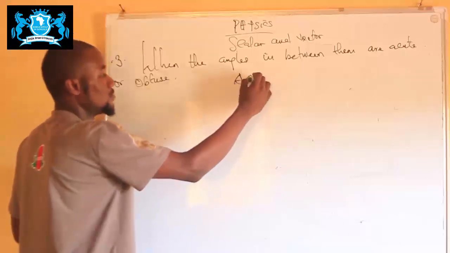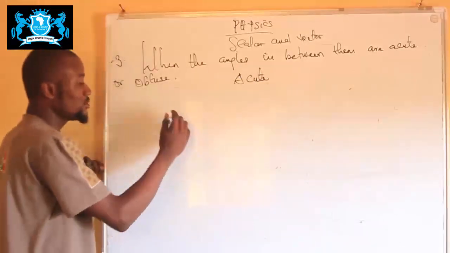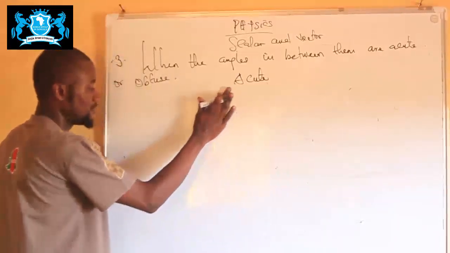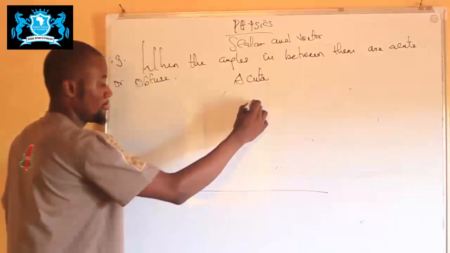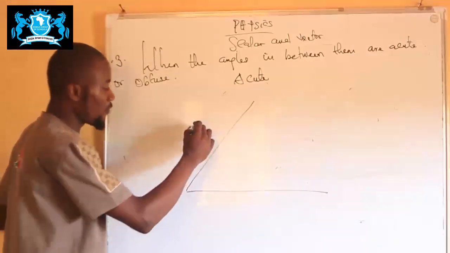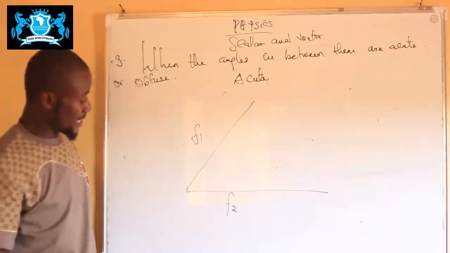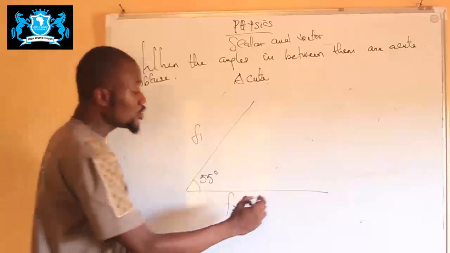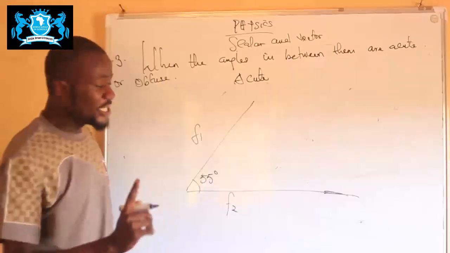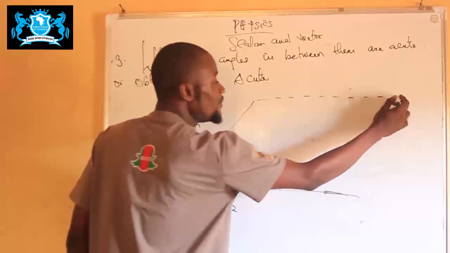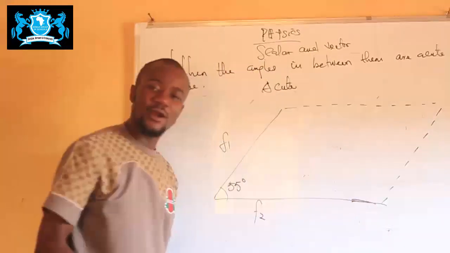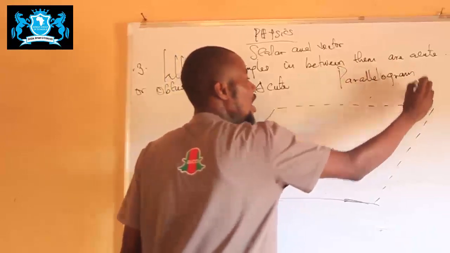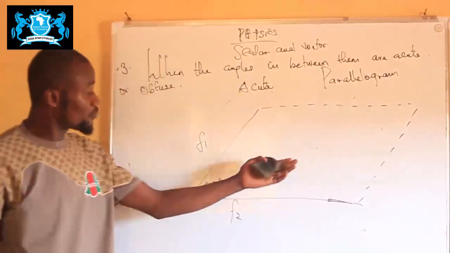If two forces are acting at acute angles, you have something like this. Let me make it bigger. Now, let's say these two forces, F1 and F2, are acting at an angle of, let's say, 55 degrees. Now, we are going to complete this shape using a dotted line. When you complete it using a dotted line, you'll be having another shape called a parallelogram. And you should know the properties of a parallelogram.